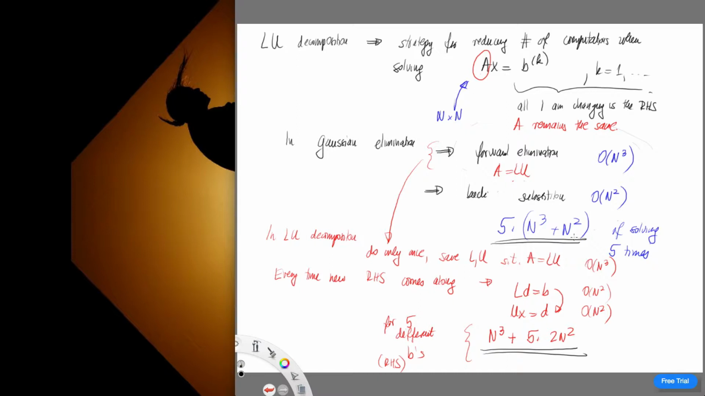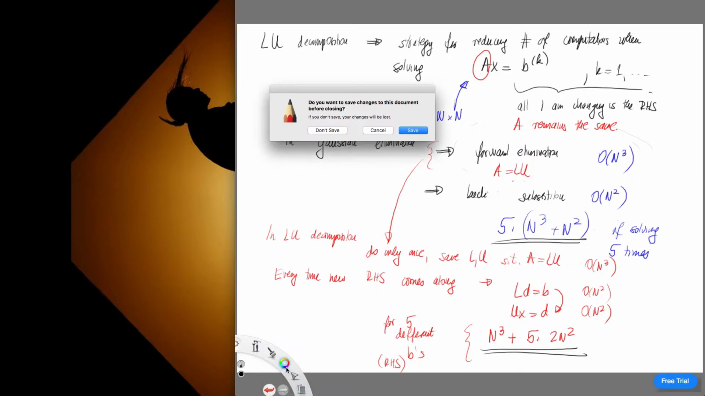Yes? Can you go over what you mean the last 3 lines, LD? So if I solve LD is equal to B, and UX is equal to D, I have effectively solved AX is equal to B. Let me show it to you. So I'll open a new page. Basically, if my A is equal to LU, solving this will give me X such that AX is equal to B. Let me go through that.